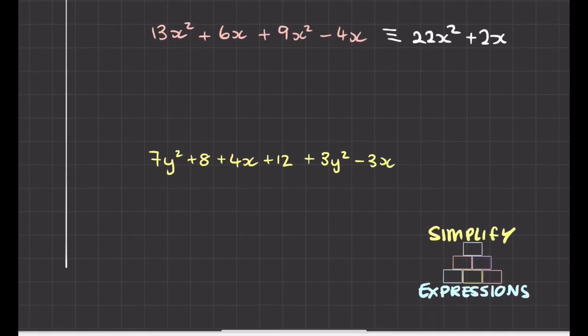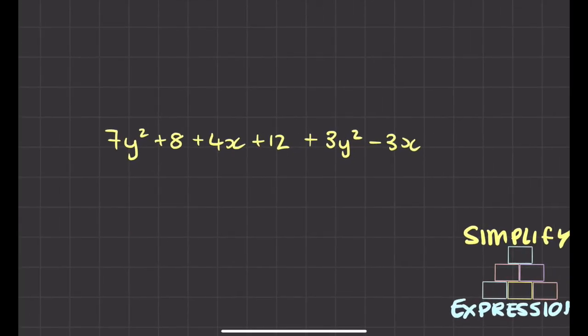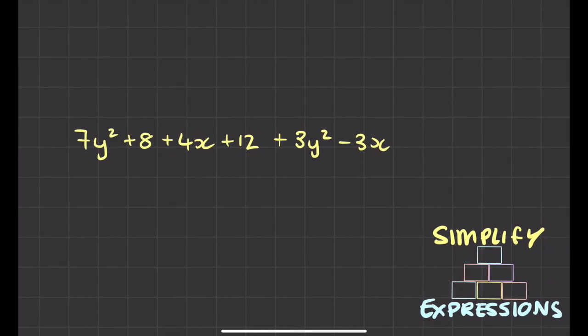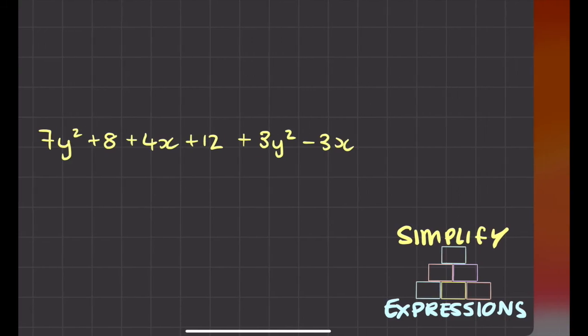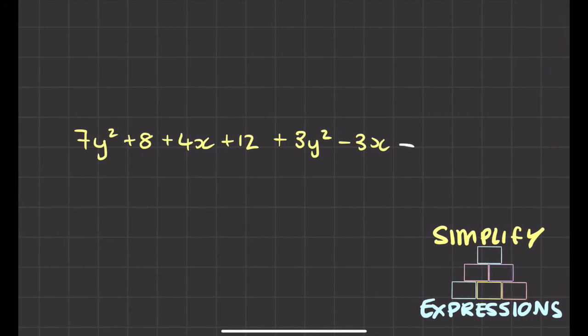And then the last one there, we've got all sorts of stuff here. Let's try and simplify this, because it's a lot of effort to write all that out, isn't it? So let's see if we can simplify this. What have we got that are like terms? Well, I've got some y squareds and some other y squareds. So we've got 7y squared plus 3y squared. That's going to be how many y squareds? 10y squared.